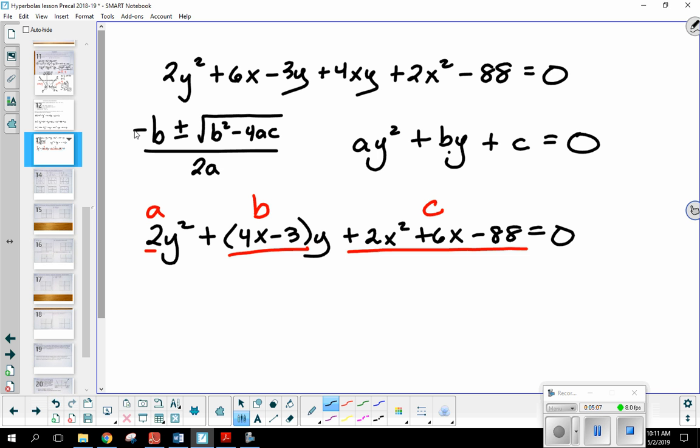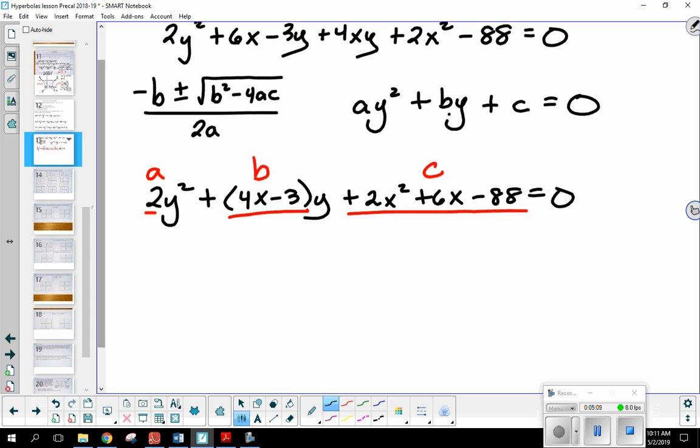All right, well, let's go ahead and see what happens. The first thing I need is the opposite of b. Well, remember, b is 4x minus 3. Well, the opposite would be just to change the signs, right? So 4x minus 3, I'm going to go ahead and say 3 minus 4x. I just write it so I don't have the negative starting out. Okay. So there's the opposite of b, plus or minus.